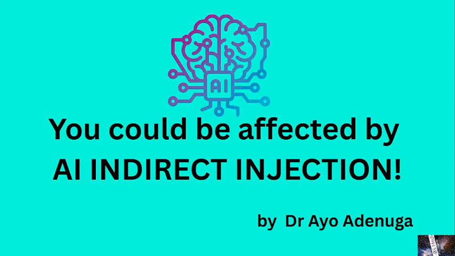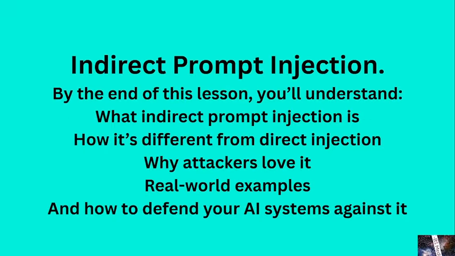So let's start by looking at what you stand to gain by the end of this lesson. I expect you to understand what indirect prompt injection is, how it's different from direct injection, why attackers love it, and of course, the real-world examples will be shown in the course of this lesson, and how to defend your AI system against it. So this is what we want to achieve.